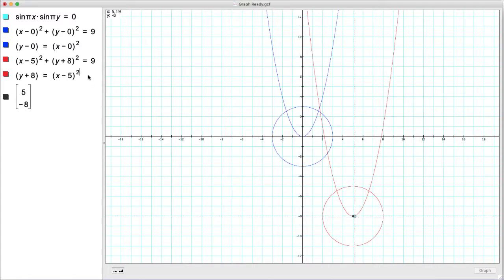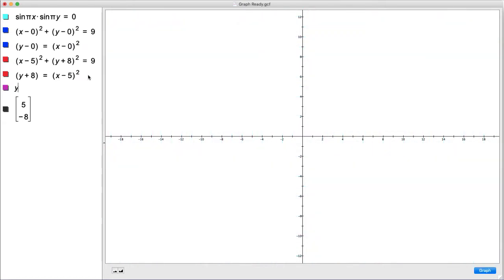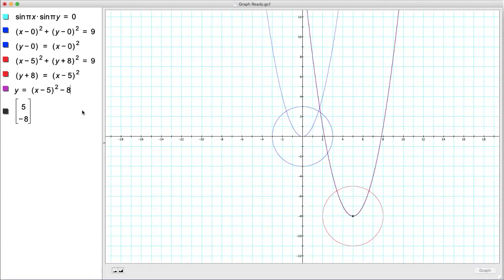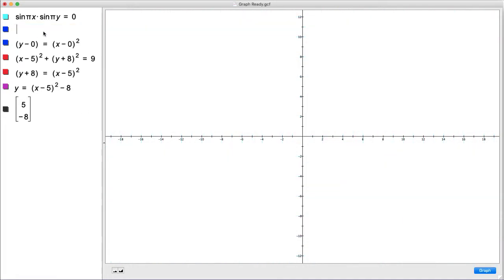We are not used to seeing the parabola equation written like this, though. We normally see y equals x minus 5 in brackets squared and then subtract 8. This is fine. It's still the same parabola over here. I'm going to get rid of some of the other graphs now. We don't need them.